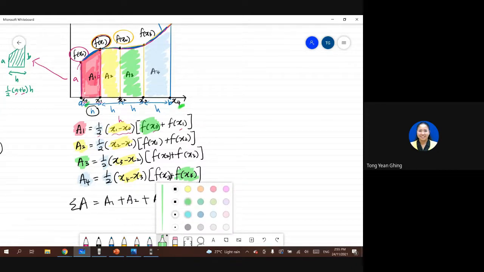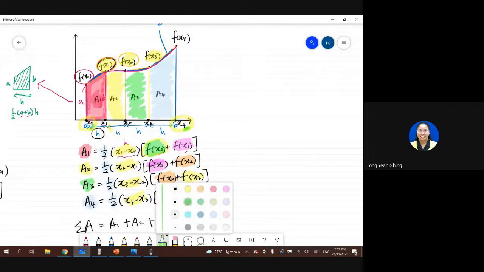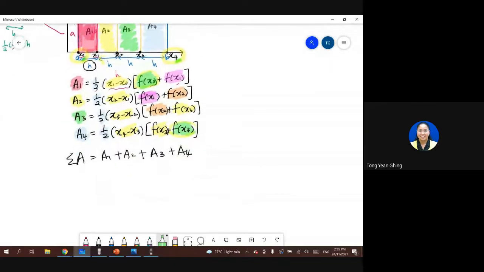And when you look at, let's say, f(x1), x1 ada 2 kali. Nampak? And then if you look at f(x2), f(x2) appears twice as well. And f(x3) appears twice as well. Dia akan appear 2 kali. Cuma yang first dengan last saja yang dia appear sekali saja. Yang tengah-tengah semua tu, all these values, dia akan appear 2 kali. Cuma yang first value and the last value akan appear once.